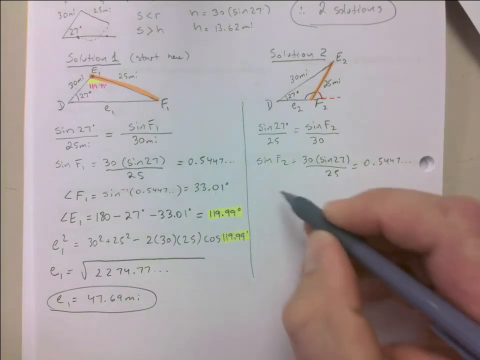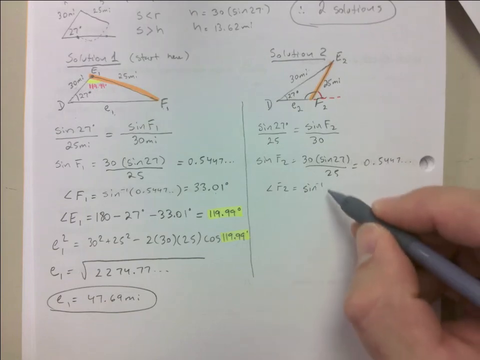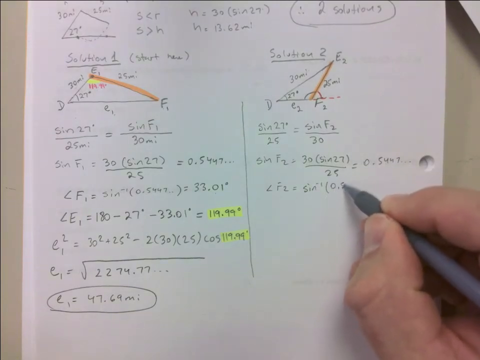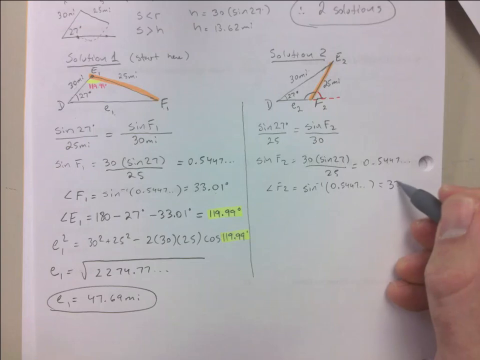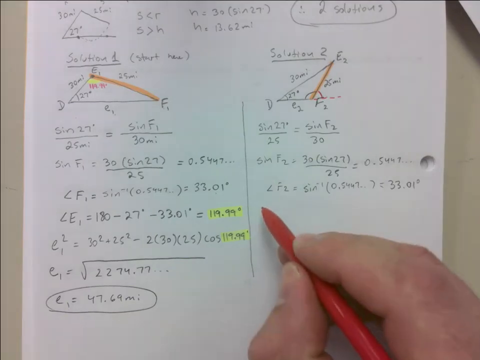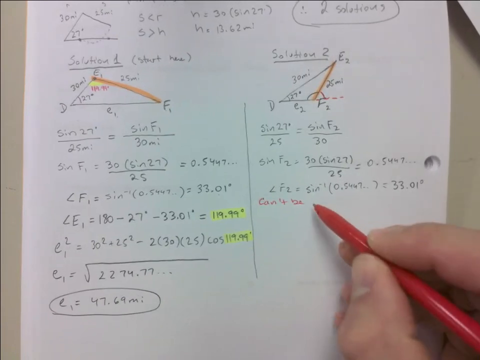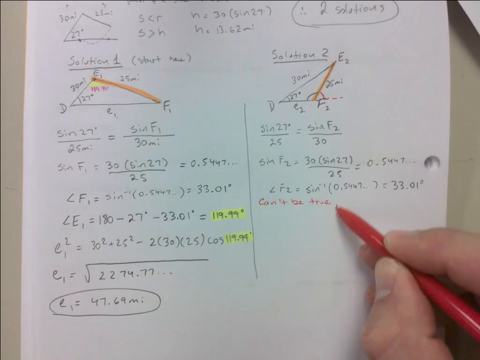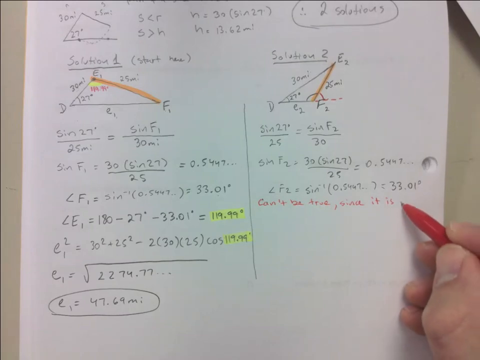0.5447 something. Angle F2 is sine inverse of 0.5447, which is 33.01 degrees. Make sure you copy that down because I want to make my point with this next line. Can't be true since it is obtuse.